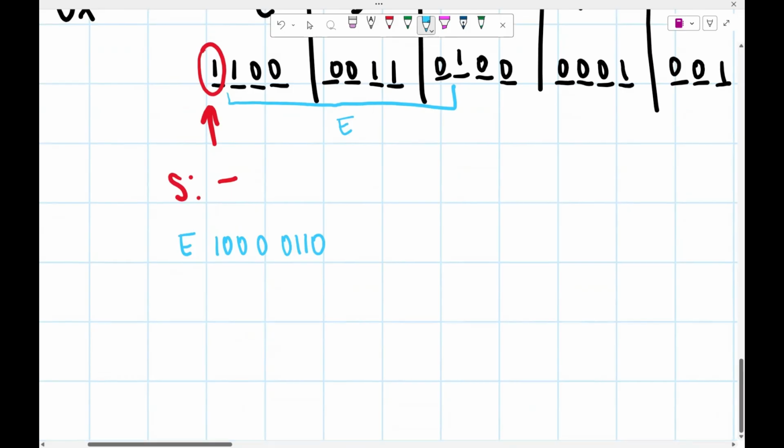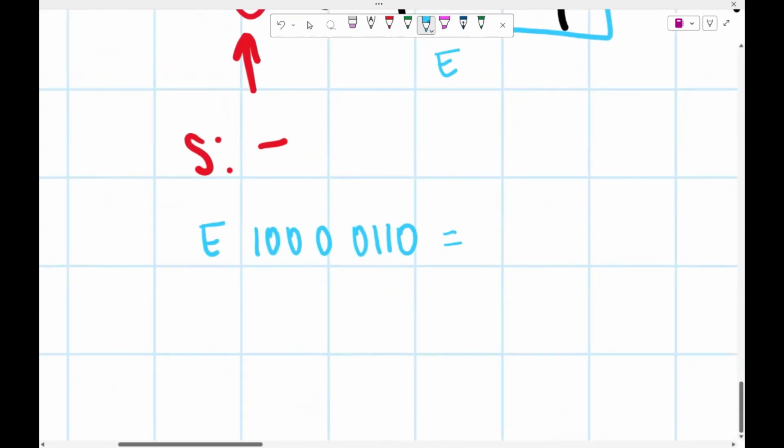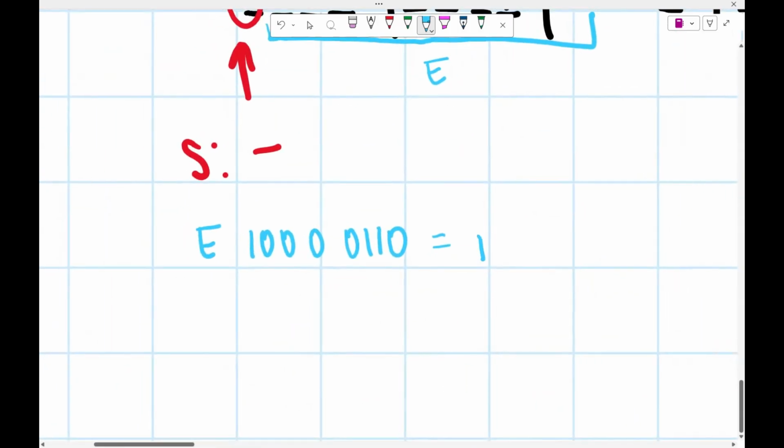All right. So now that you have your exponent, you'll want to convert it into decimal. So this would be the same as saying 128 plus 4 plus 2. And that's going to be 134.